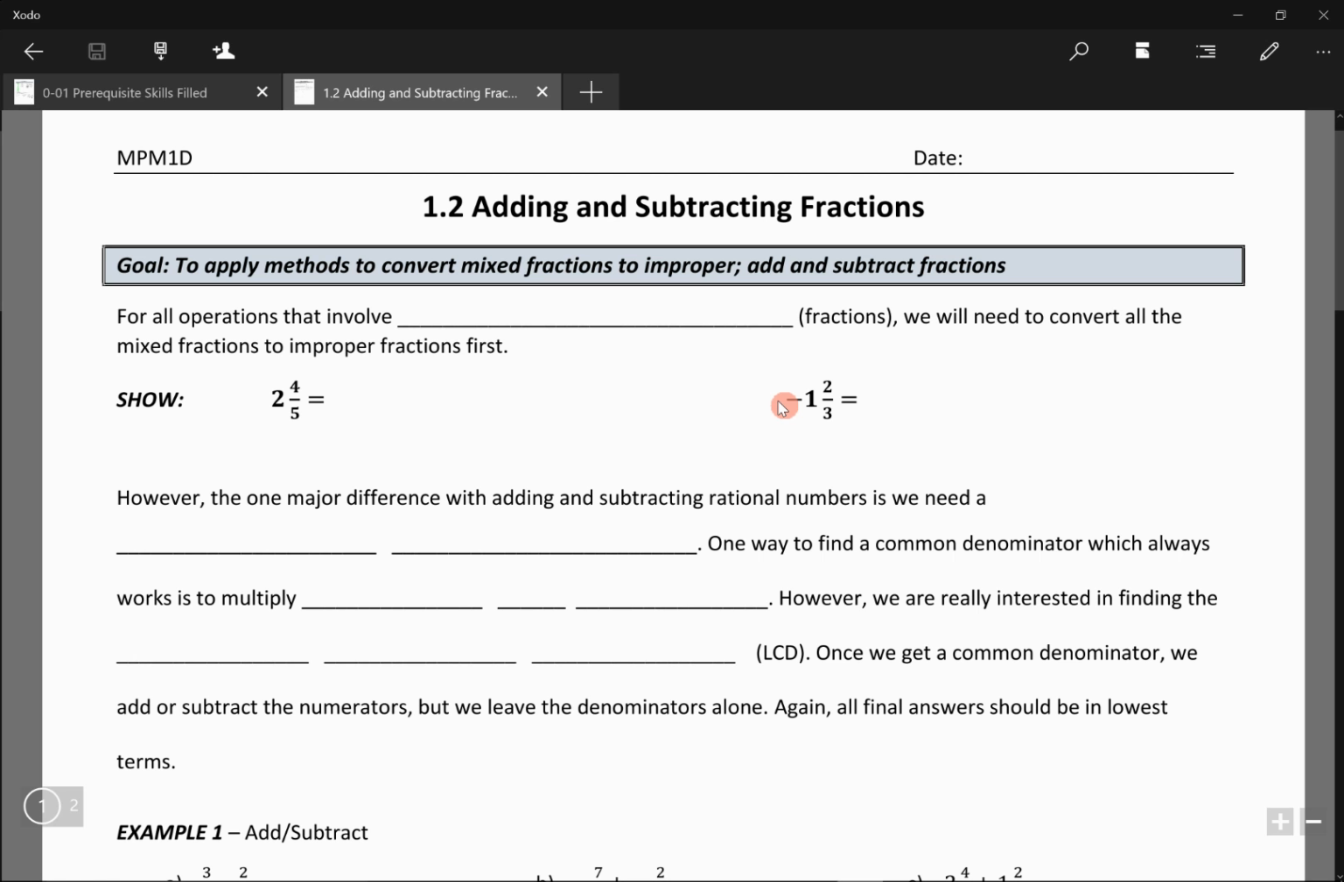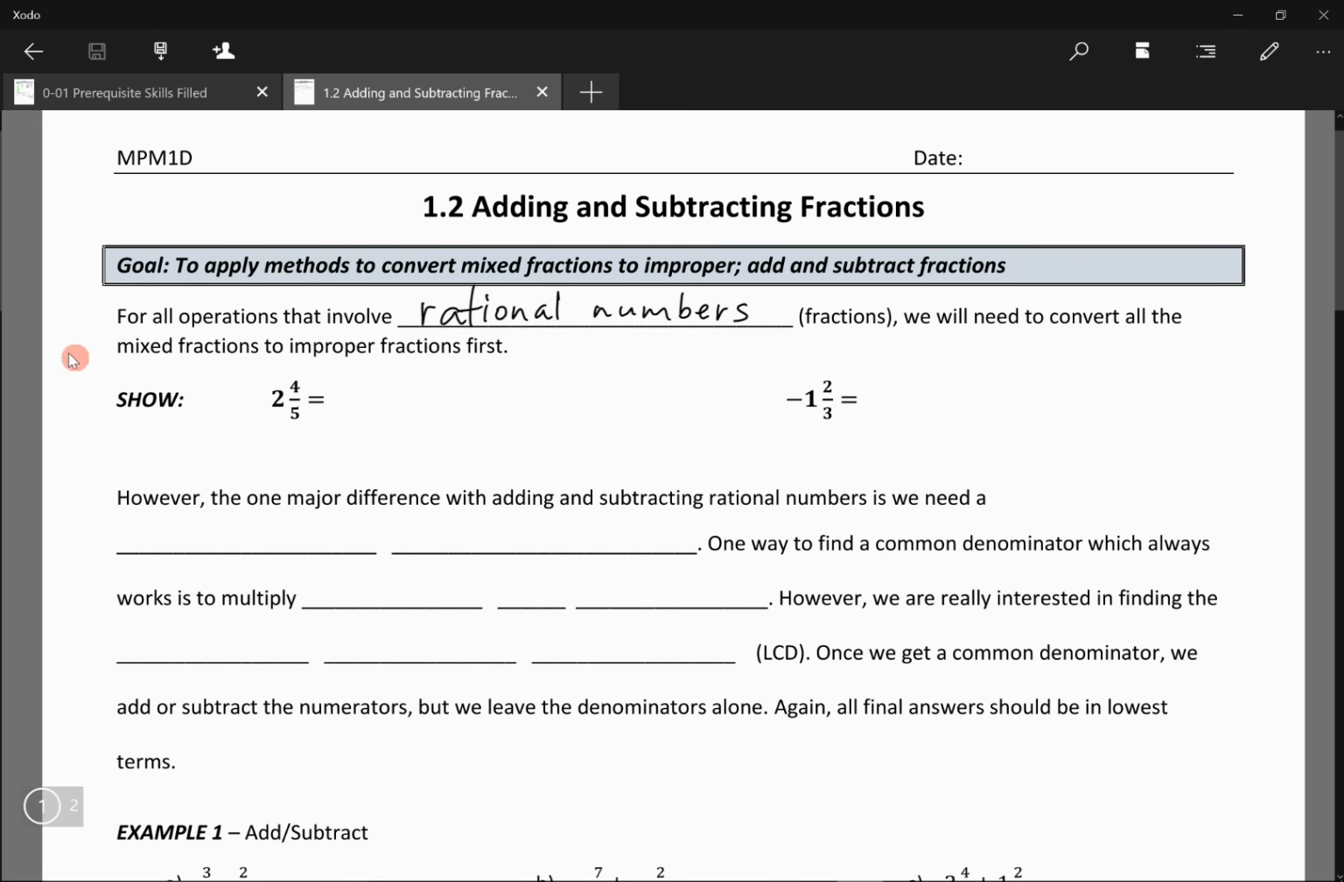Okay, so 1.2, adding and subtracting fractions. So the goal here is to apply methods to convert mixed fractions to improper fractions and add and subtract fractions. Okay, so for all operations that involve what we're going to call rational numbers. Another way we can say a fraction is called a rational number. So right here, rational numbers. So these are called fractions.